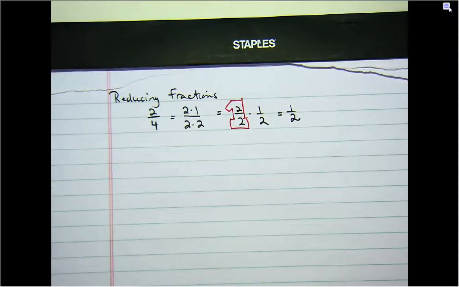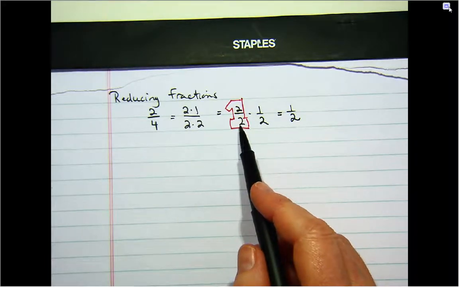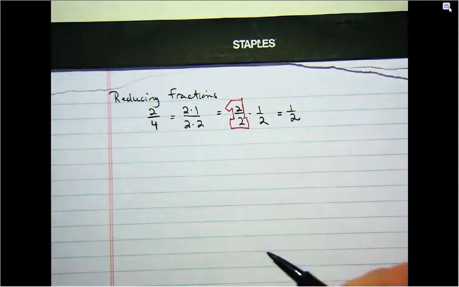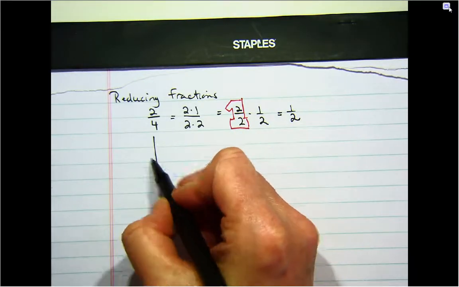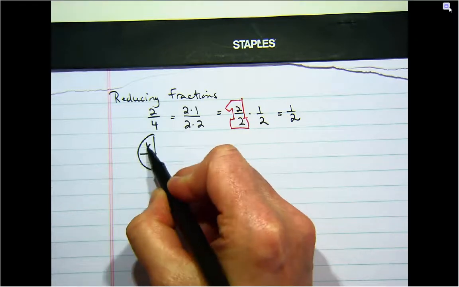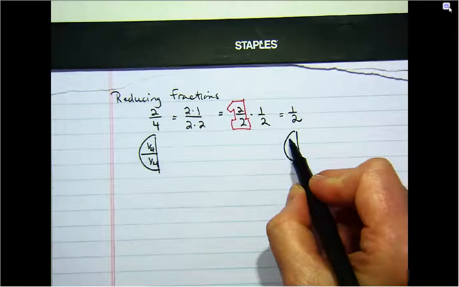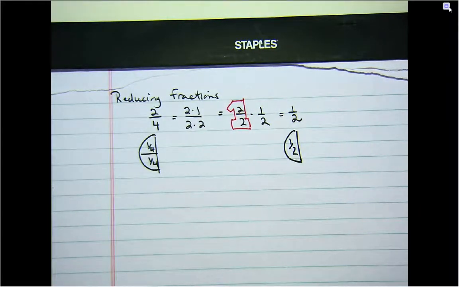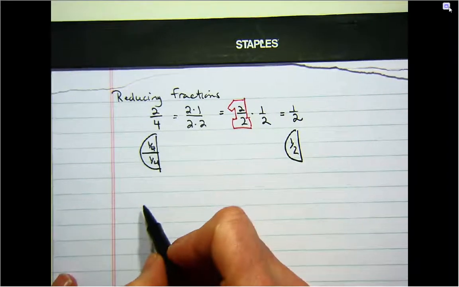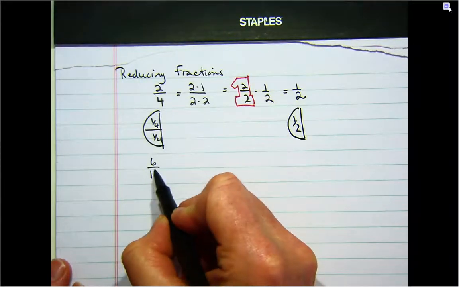So that's reducing a fraction. You're just mathematically looking for the smallest number that divides into the numerator and into the denominator, and you divide that away, you cancel that out, because this common factor is just a 1 when you divide it by itself. You can see that visually as well. If you take two of these 1/4s, you notice that that makes the same as a 1/2. So they're equivalent, just written different ways. So you can think of it visually with little fractional bits, or you can just do the algebra.